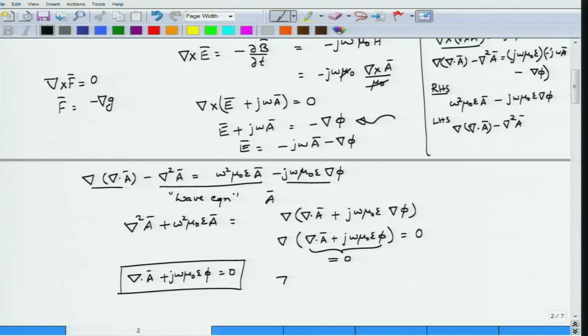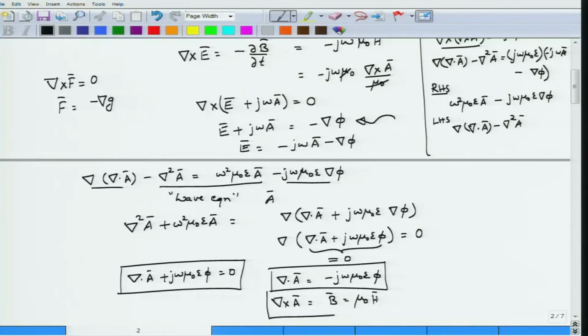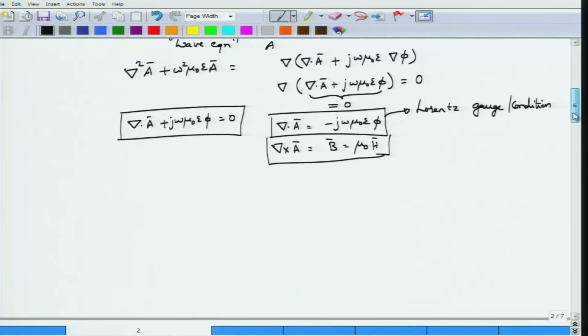If I choose del dot A as minus j omega mu 0 epsilon phi, and I also know that curl of A is equal to B, or equal to mu 0 H, accordingly, then I can specify this A completely. This condition in which the divergence of A is chosen as this is called the Lorenz condition, or sometimes the Lorentz gauge. We can write down the Lorenz condition for this course without really bothering what gauge is.